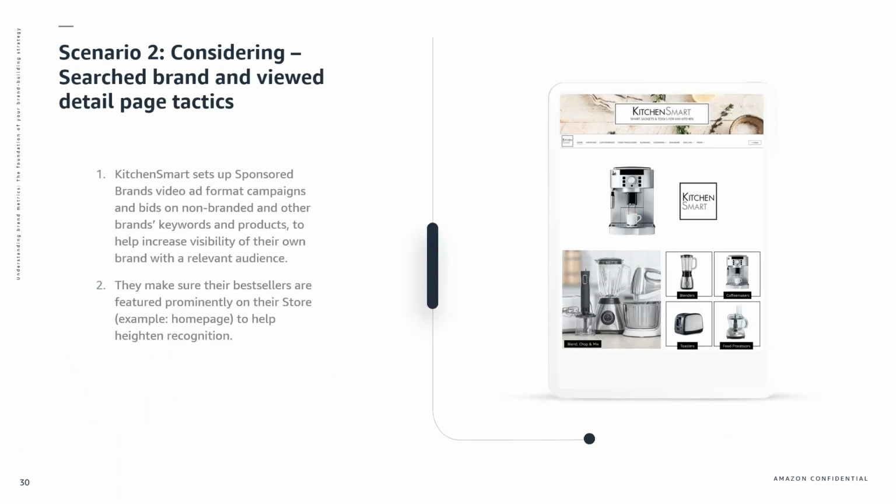What should we do? I think especially when it comes to branding, right? You want people to slowly become more and more familiar with your brand. We always recommend the sponsored brands video format because video gives you the longest chance to talk about your brand story. So essentially, you can set up a sponsored brand video campaign. You can bid on your hero keywords. You can bid on other brands' keywords and products to help you increase visibility of your own brand, right?